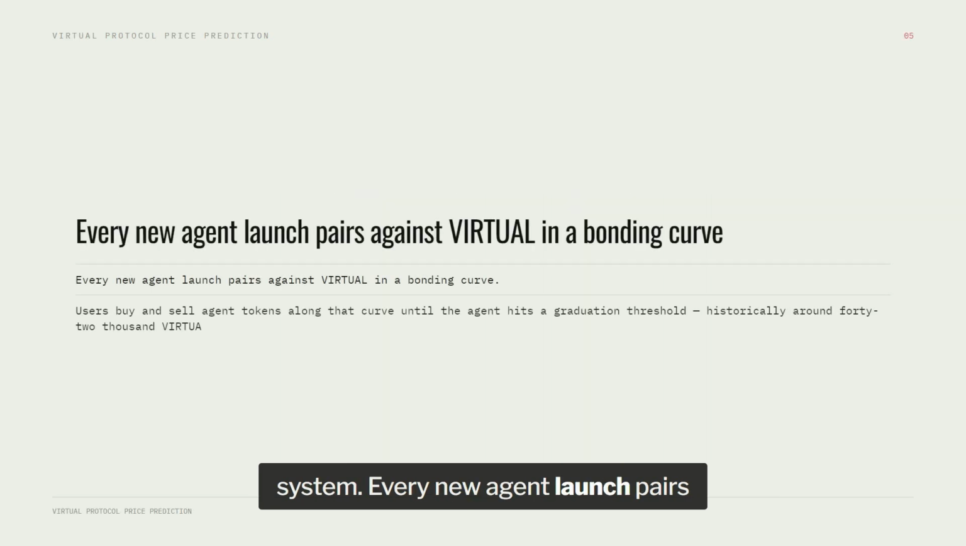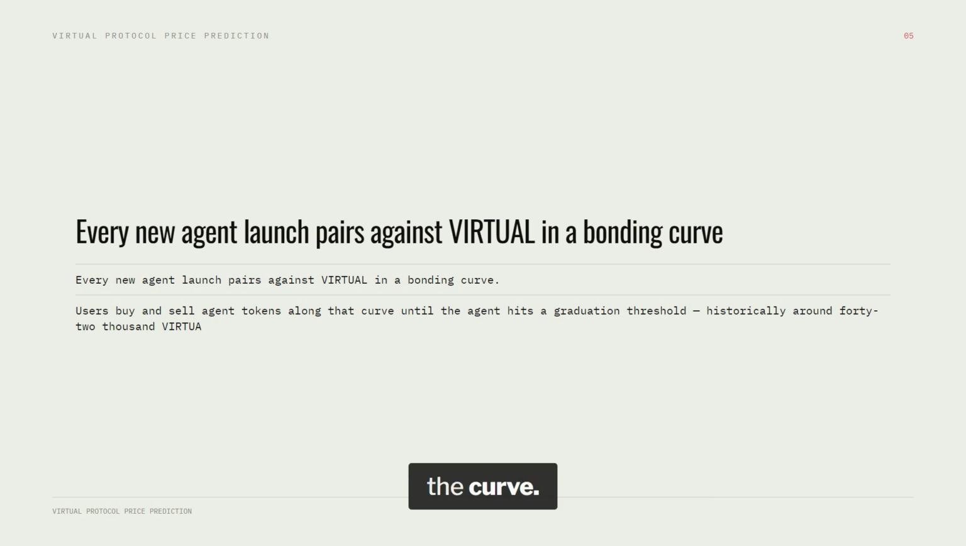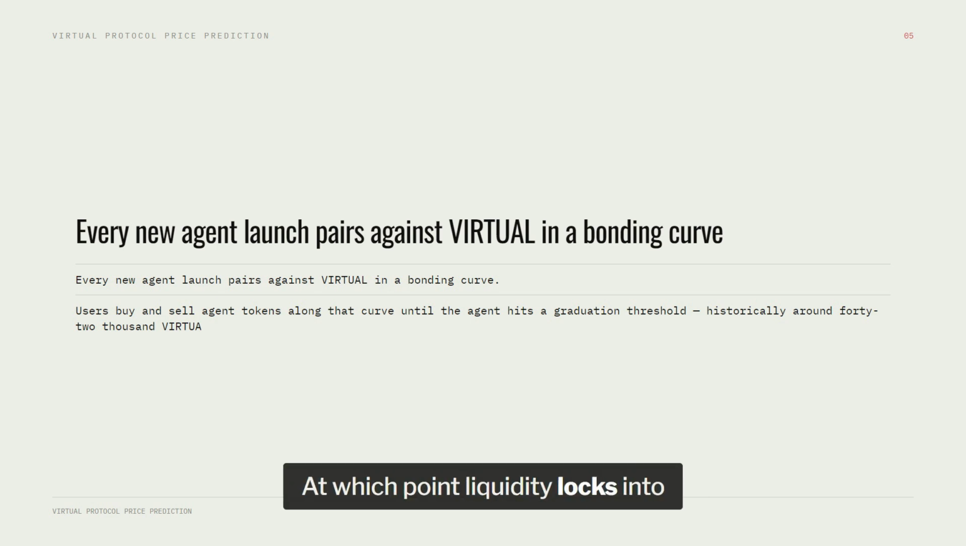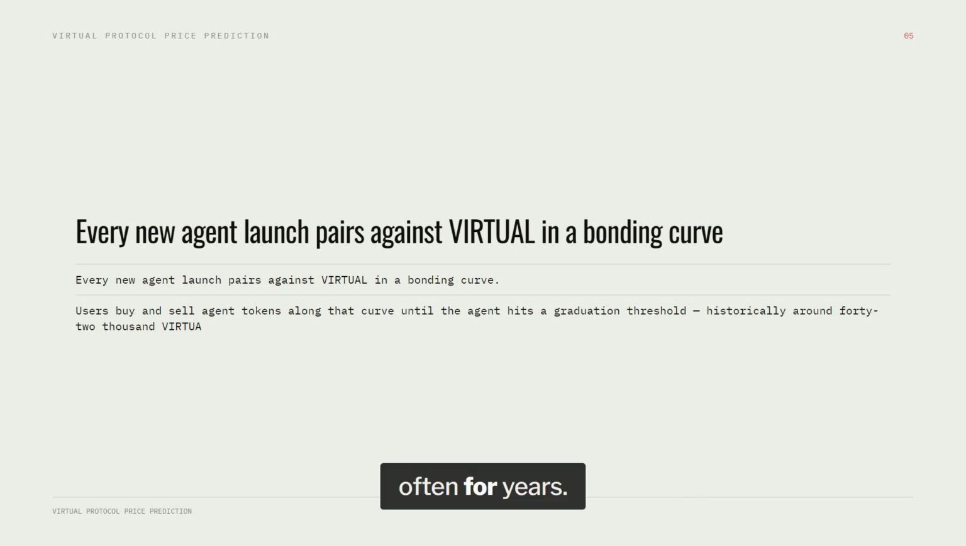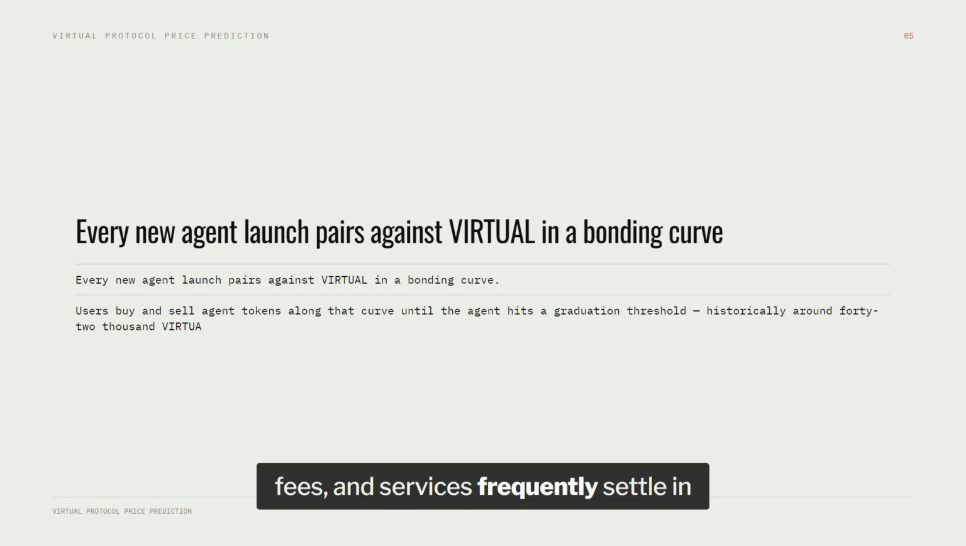Every new agent launch pairs against Virtual in a bonding curve. Users buy and sell agent tokens along that curve until the agent hits a graduation threshold, historically around 42,000 Virtual in the curve, at which point liquidity locks into a permanent pool, often for years. Agent interactions, fees, and services frequently settle in Virtual or route through it.